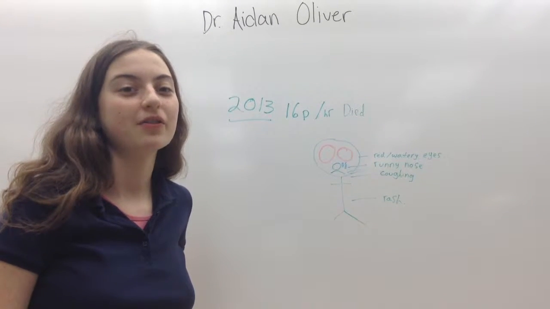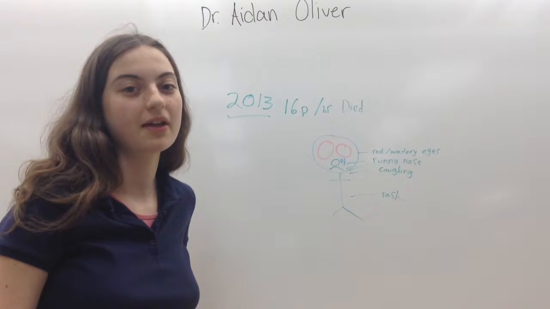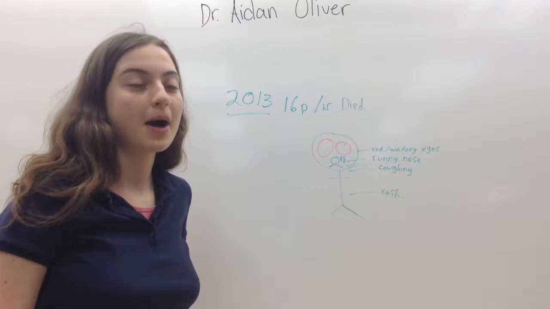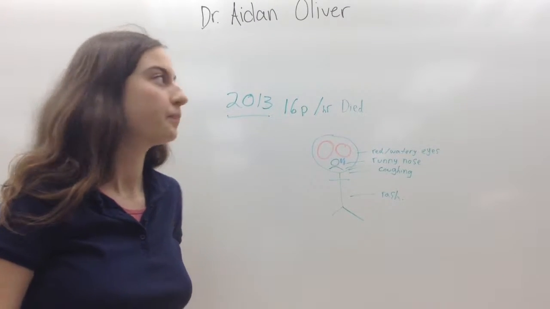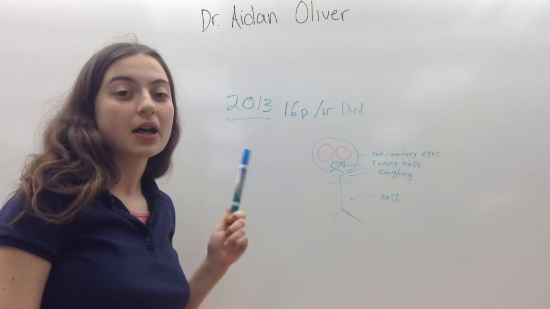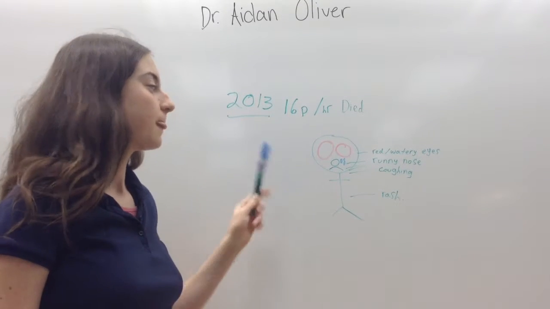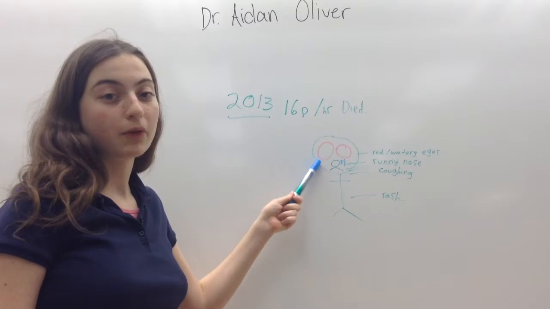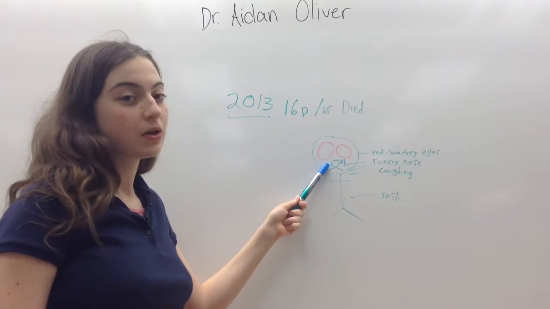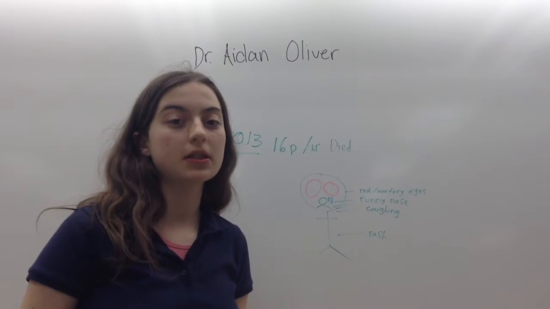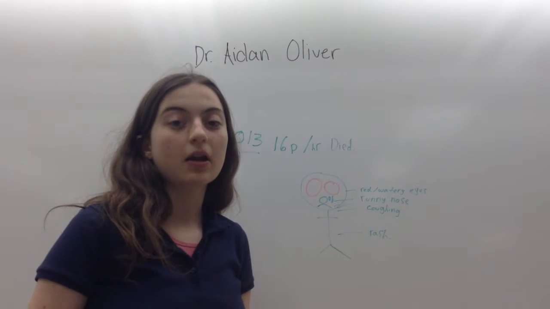I'm Dr. Aidan Oliver, and today's information could change your life. We will be talking about MMR, or measles, mumps, and rubella vaccination. Do you know that in 2013, 16 people died every hour due to measles? This boy is presenting many of the symptoms of measles, including red, watery eyes, runny nose, coughing, and an itchy rash. Measles is a viral disease spread by sneezing and coughing.